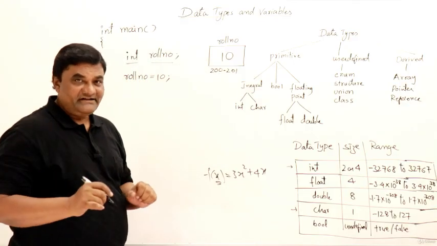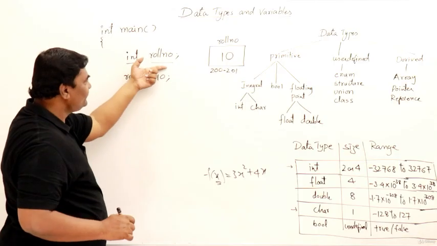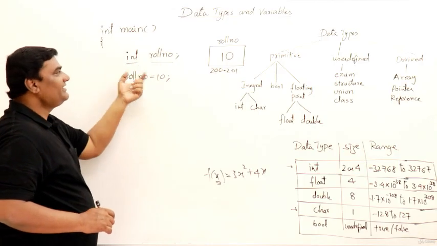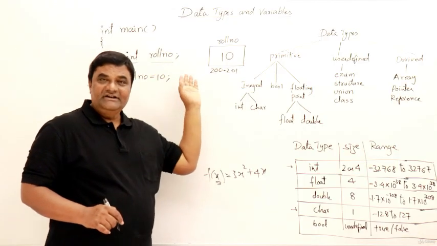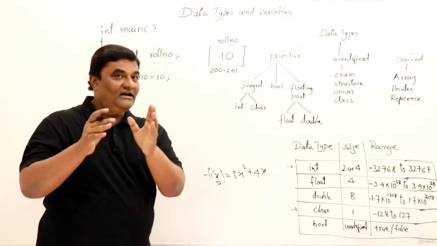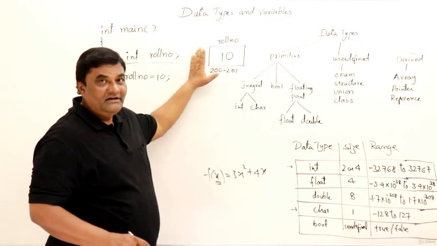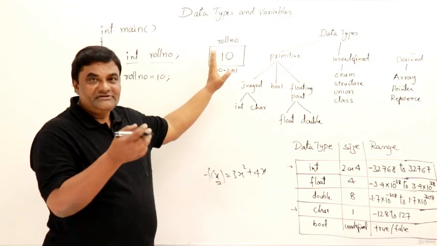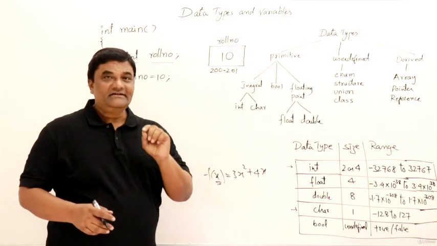So let us look at the statements. This is the declaration of a variable. This is the initialization of a variable. And when you declare the variable and run the program, at running time it will occupy memory and the data will be stored in this one. So this is how a variable is declared and initialized.